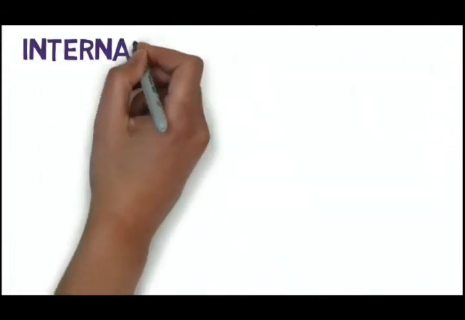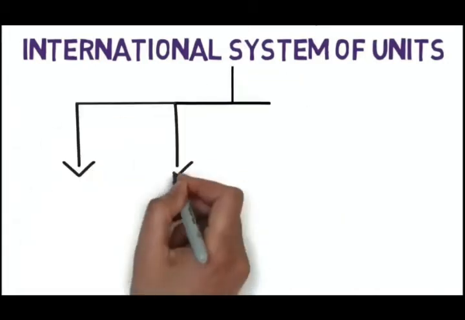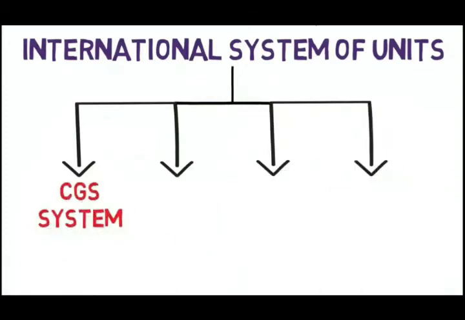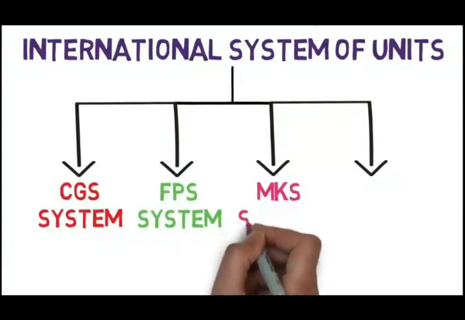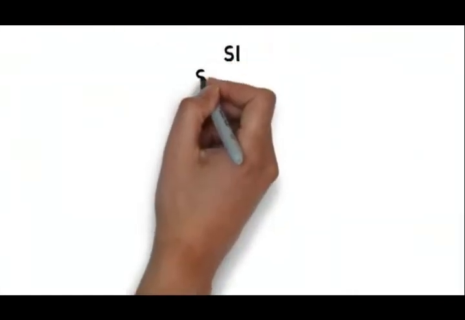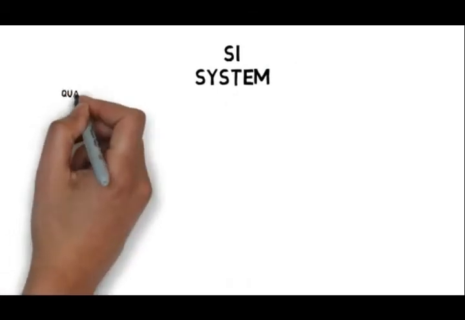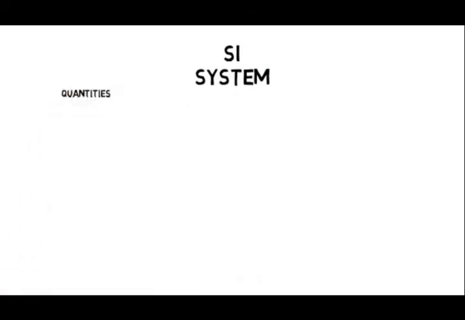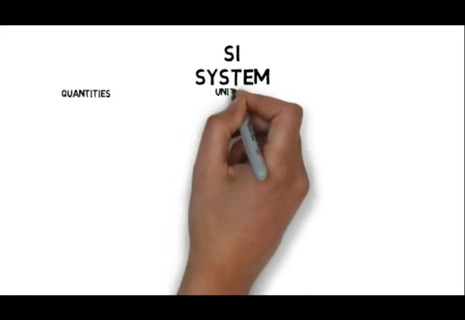Next, we will discuss international system of units. Units can be measured in four ways: CGS system, FPS system, MKS system, and your SI system. So we'll start with SI system. SI system can be classified into quantities, unit, and symbol.